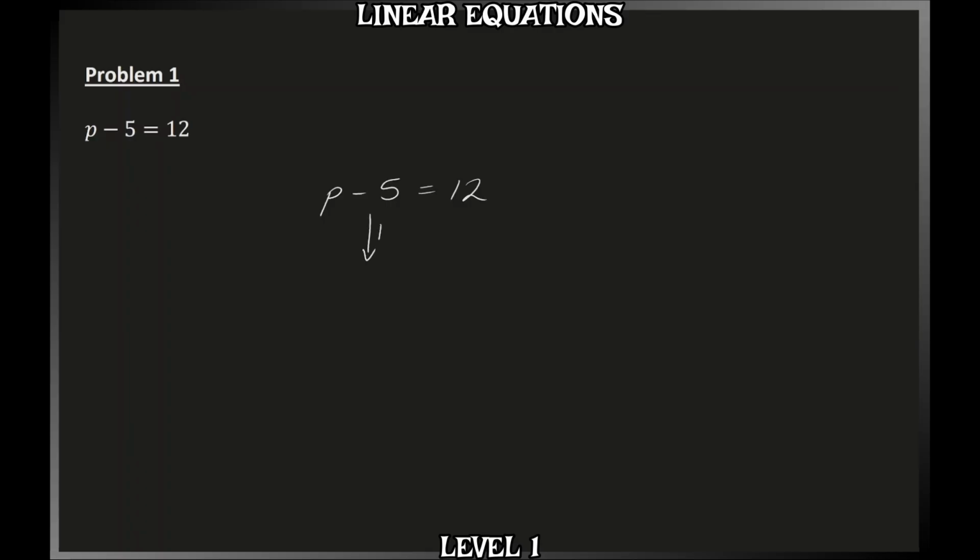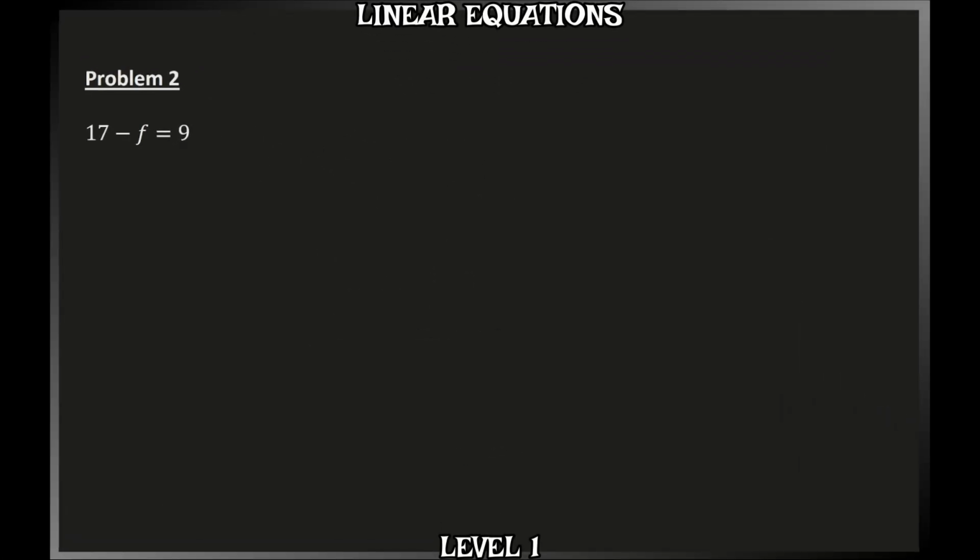So we're going to add 5 to this side of the equation, and also add 5 to the right-hand side. Now minus 5 plus 5 is 0, so the left-hand side becomes p, and on the right, 12 plus 5 is 17, so our final answer is p is equal to 17.